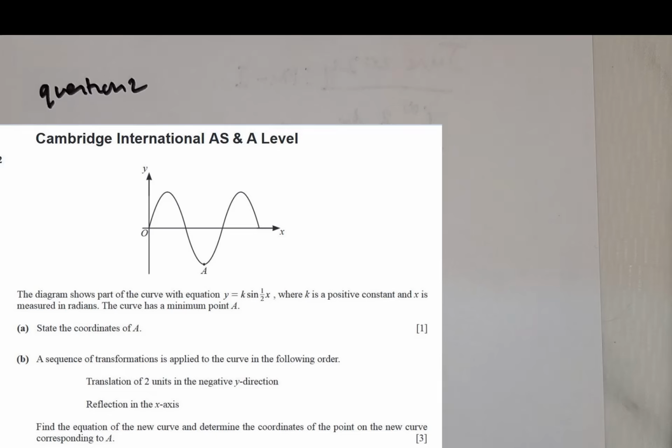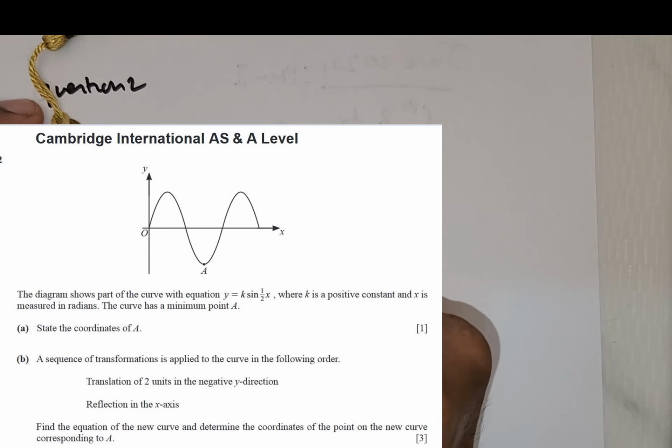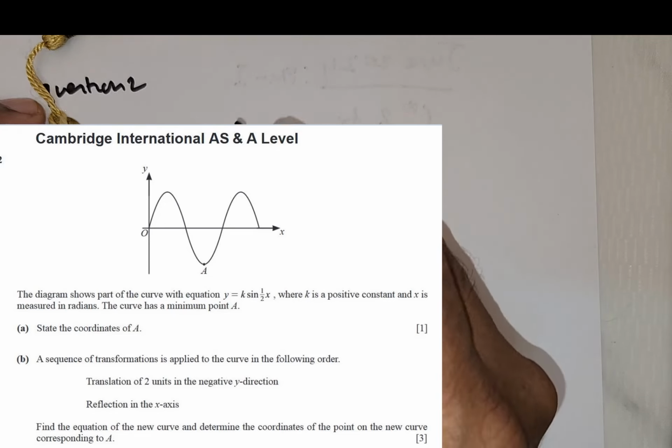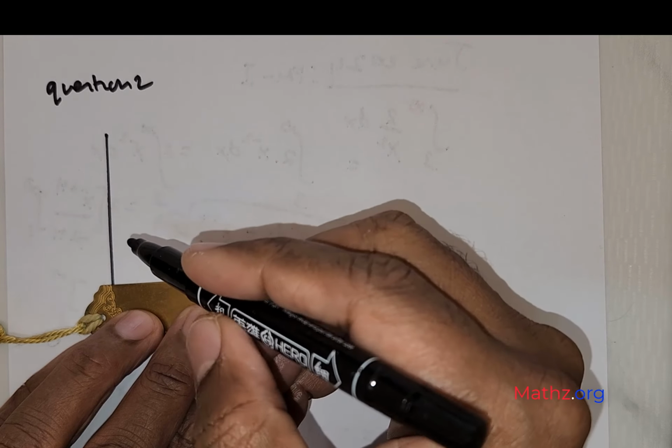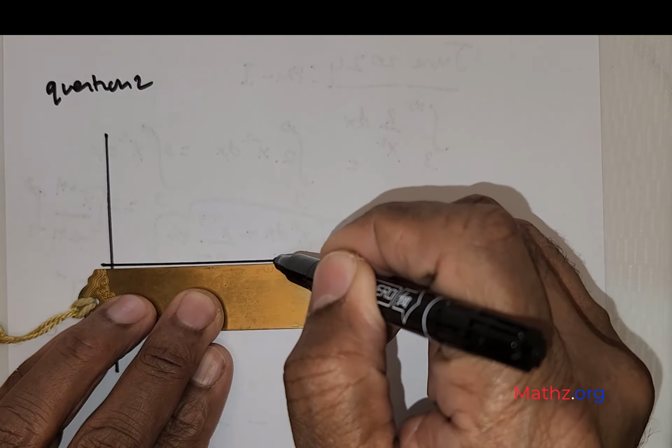Students, let's do question number 2. Now for this I need to draw the figure. You don't have to draw the figure because the figure would already be given for you. So I'm doing it to explain the question.